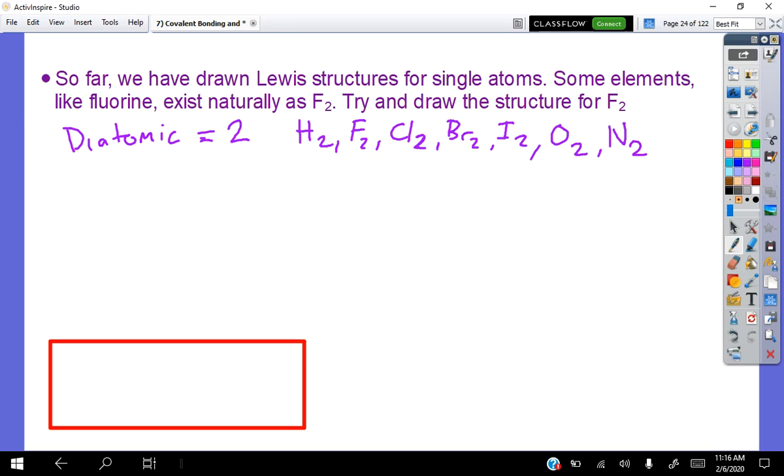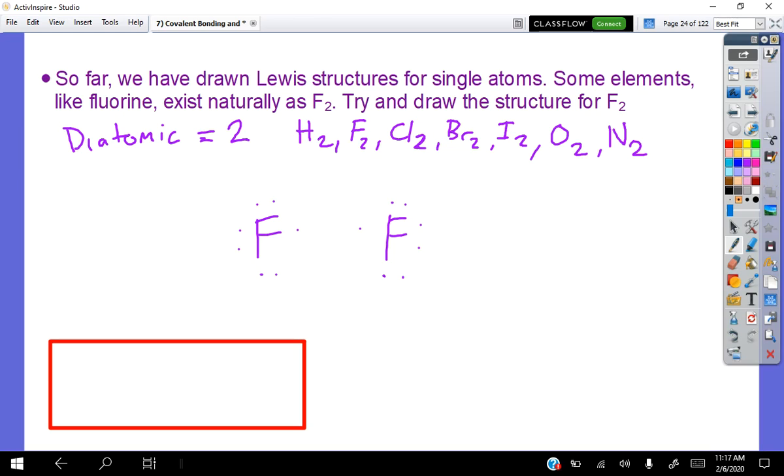All those things bond to themselves naturally in nature. So all the hydrogen that we're breathing, all of the oxygen and nitrogen that we're breathing from the air all exist in this diatomic form. So let's draw the Lewis dot for fluorine. We know fluorine is in group 17 or 7A if you're looking at your periodic table, which means it has 7 valence electrons. And we know it's going to exist naturally with a second fluorine. So I'll draw 2 of each.